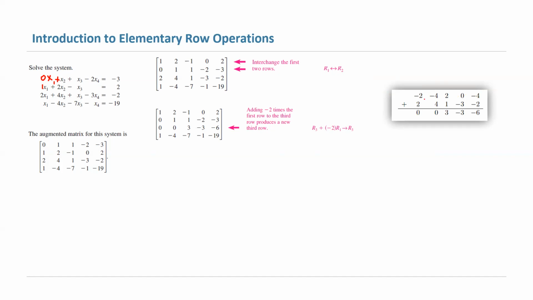Then we're going to add that to the third row, which is just right here: 2, 4, 1, negative 3, negative 2. So if you add these together, these two disappear, 0. So the coefficient of x1 becomes 0, the coefficient of x2 becomes 0, the coefficient of x3 is 3, and the coefficient of the fourth variable, denoted by x4, is negative 3. And then the constant term becomes negative 6. So as you can see, it is just right here. This is the algebra behind it.